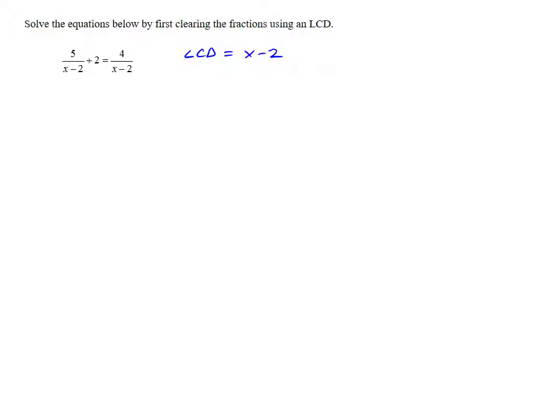And remember, all terms. So even though the second term on the left side is not a fraction, we still need to multiply by it, because the rule of equality says you have to do the same thing to all sides. So I'm going to multiply the first term, 5 over x minus 2 times x minus 2 over 1. And I also have to multiply the second term by x minus 2, the common denominator. Now I don't have to write this over 1 because it's not a fraction, so I don't need to actually write it over 1 to multiply it by a whole number. And on the other side, 4 over x minus 2 times x minus 2 over 1.